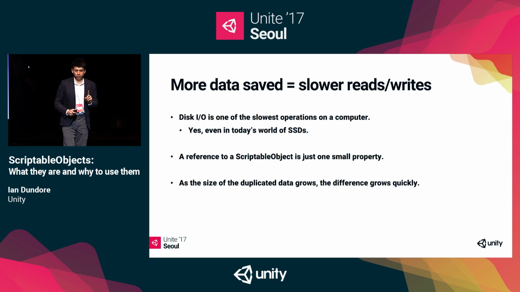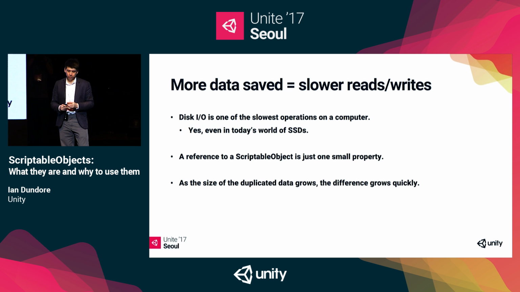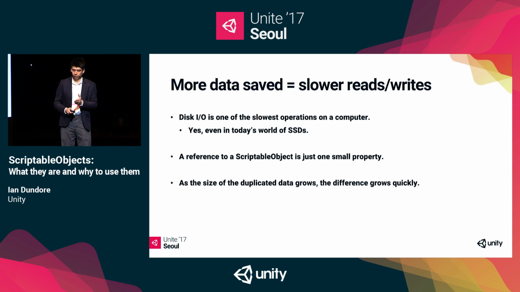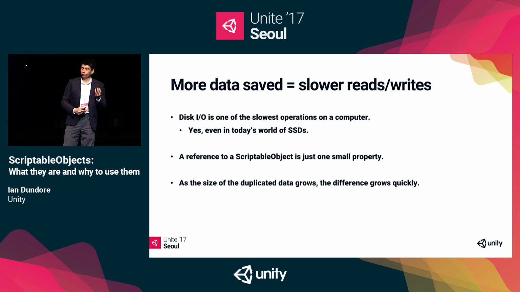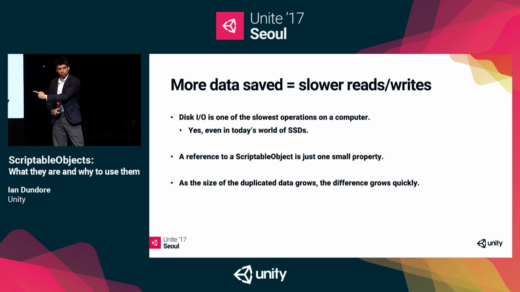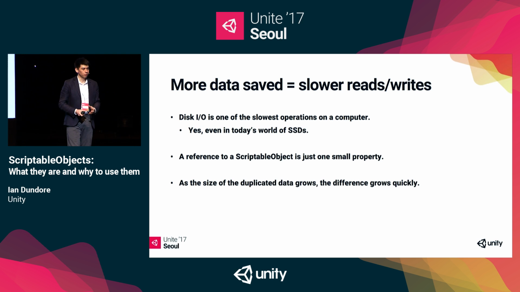Even in today's world, where everything has a solid-state hard drive, reading from the disk is one of the slowest things you can do. But what happens when we move our data into a single scriptable object? Then the design data is saved once in that scriptable object's asset file. Any MonoBehaviors using it will only serialize a reference to the scriptable object, a single property instead of many. As the amount of shared data that we move into our scriptable objects grows larger, so does the performance benefit.